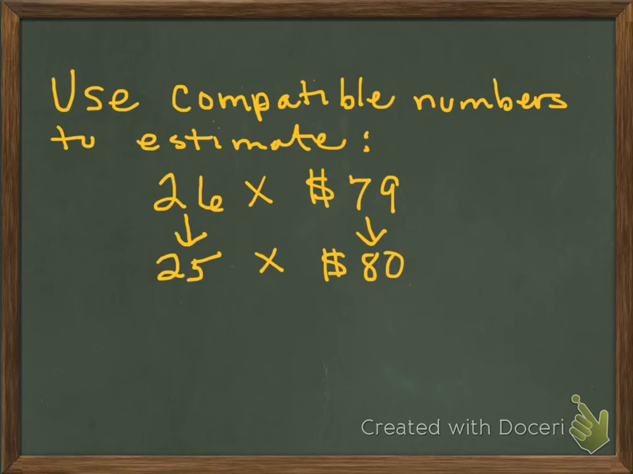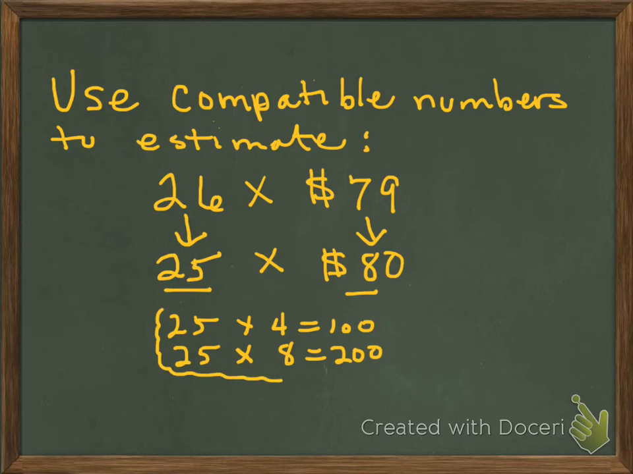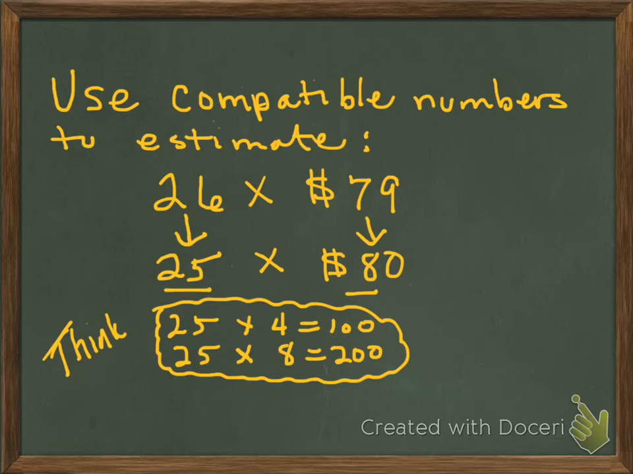So let's see. 25 times 8. I know that 25 times 4 equals 100. So 25 times 8 would equal 200. With that thought process, I know that 25 times 8 must be 200. And then I have this 0 here, so I'm going to put another 0 right there. So 26 times 79 is about what, boys and girls? It's about $2,000.